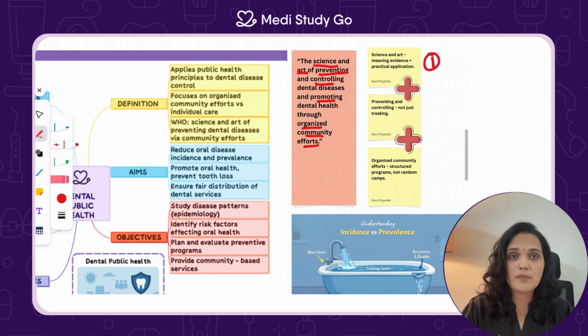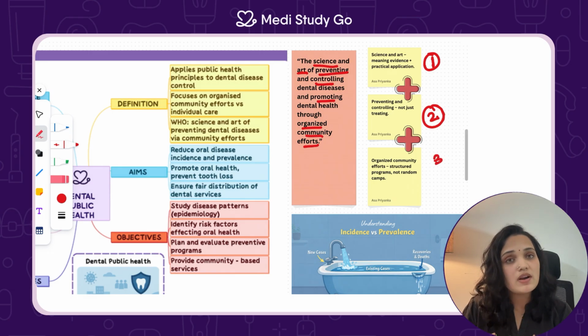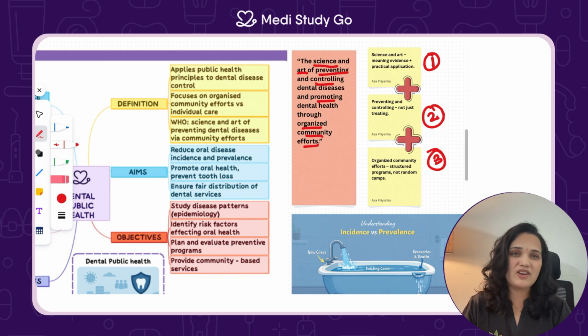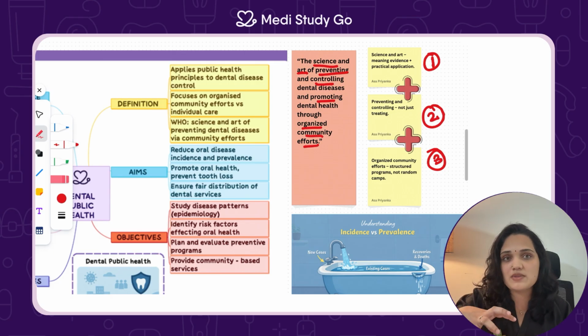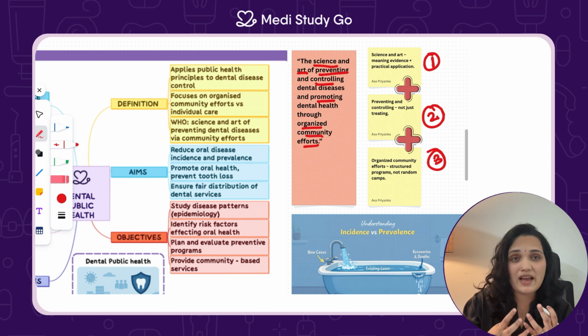First, let's talk about the science and art. This means evidence and practical application. Then comes preventing and controlling, so we are not just treating. And then comes organized community efforts, which just means that through a structured program, and not just random camps, we try to treat people. Most importantly, in dental public health, the community is what becomes our patient. And that single line is our sticky memory anchor.